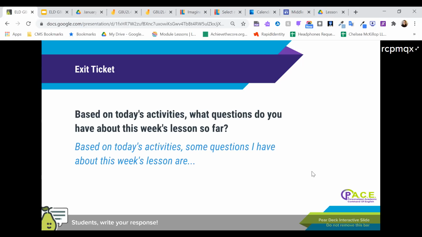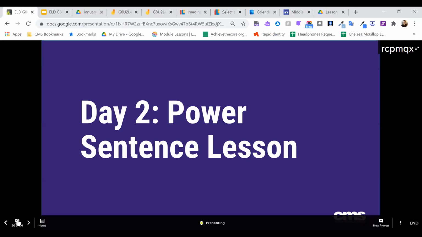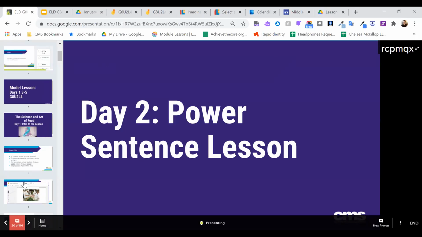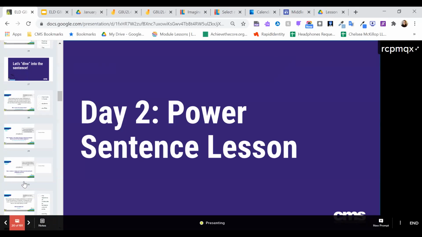So based on today's activities, what are some questions that you have so far? And again, that is another Canvas activity. This is just how it's showing up in Pear Deck. All right, that's the end of day one. I'm going to move on to day 3. We're going to skip day 2, like I mentioned before.